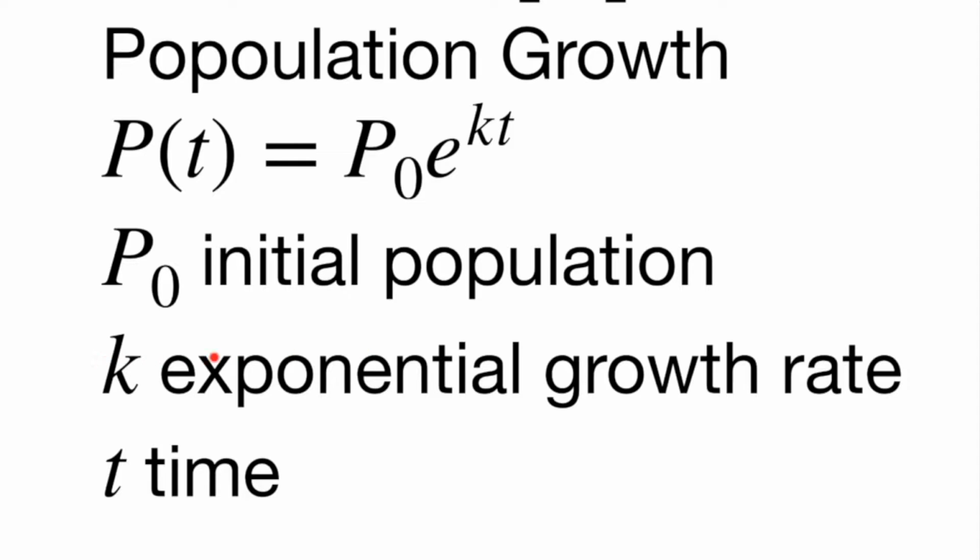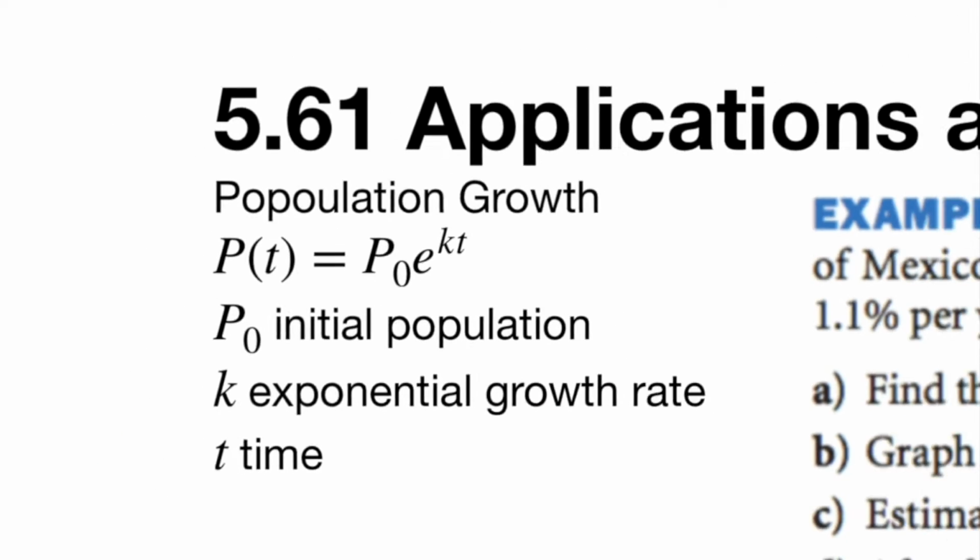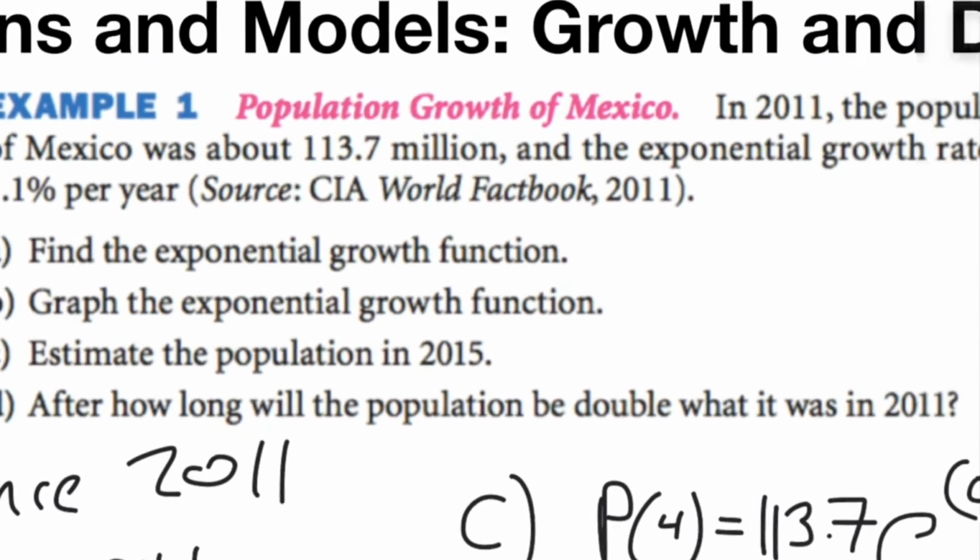That's going to be how fast. It's going to be a number that determines how fast or how slowly it grows. T is going to be time, usually measured in years. If this exponential growth rate is measured in years, then time is also measured in years. And it will be for all the examples.